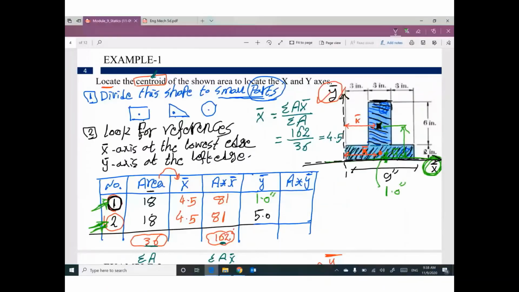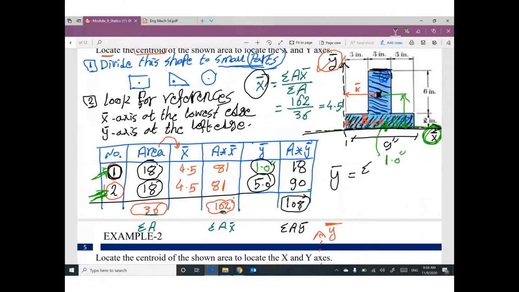Go ahead and multiply this area times this y. It will be 18. This area times this y, 5 times 18, 90. Go ahead and get the summation of this column. 18 plus 90 will be 108. I think this expression will be summation area y bar. So y bar from this expression equals summation area y bar divided by summation area. Summation area y bar is 108. Summation area, you got it before, 36. So this value will be 3 inch.